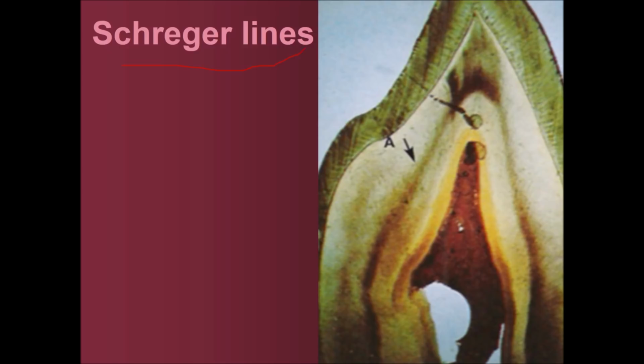Schreger lines. As we said earlier, we have primary curvatures and secondary curvatures. The primary curvatures of the dentinal tubules run from the pulp to the external surface. This is another curve. Coincidence of the peaks of the primary curvatures will give us a line, we call it Schreger line. So Schreger line results from the coincidence of the peaks of the primary curvatures.